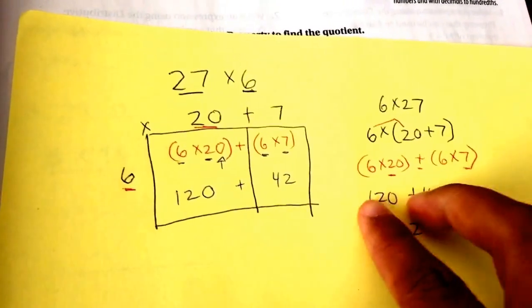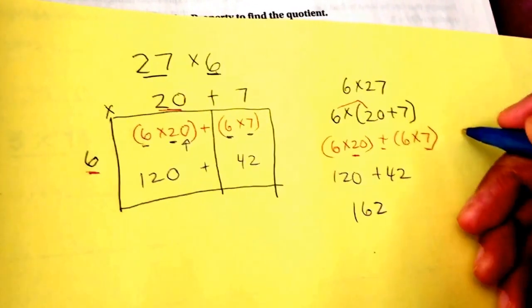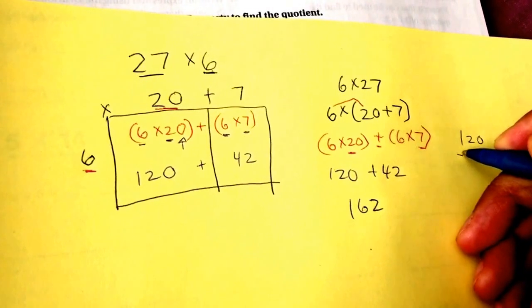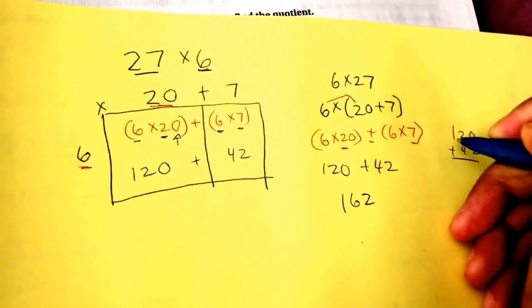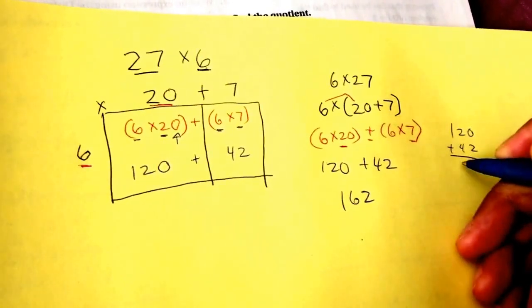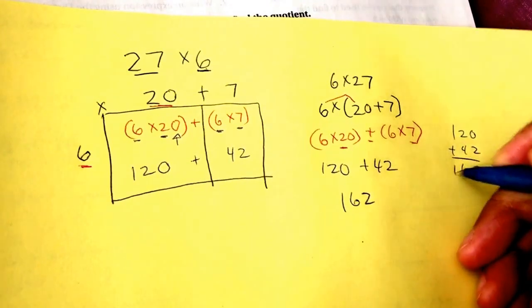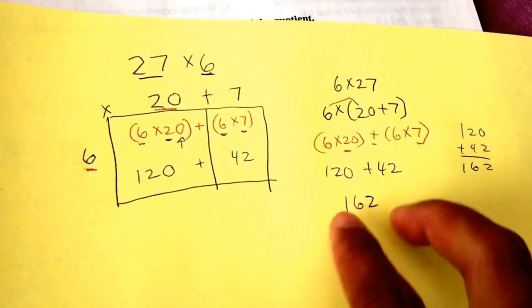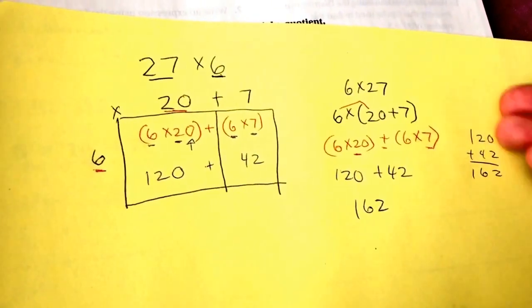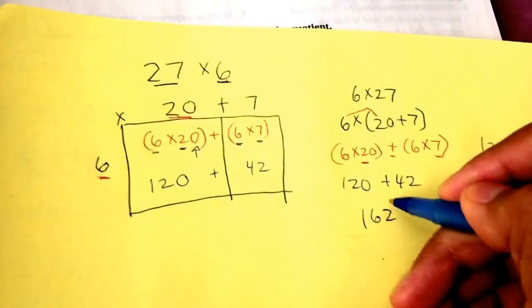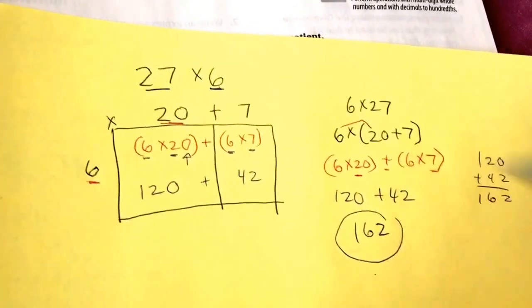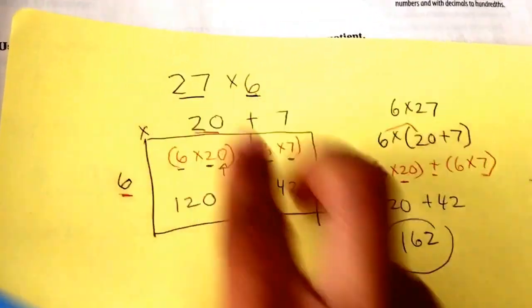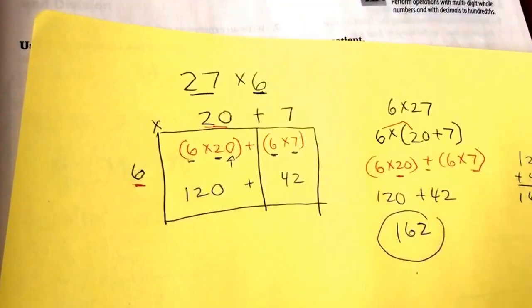162. And if you can't do this in your head and you tend to make mistakes, there's no shame in going 120 plus 42: 0 plus 2, 4 plus 2, 1 plus 0. I was just looking at it thinking these are my tens and these are my ones, but if you need to, do not be ashamed to write it out. So our final answer is 162. 6 times 27 is 162.